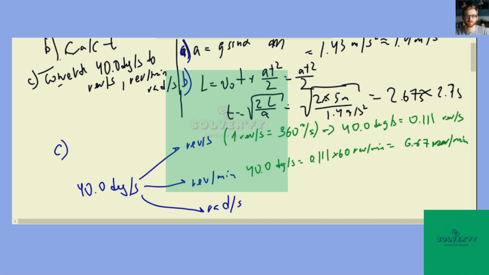And so it equals 40.0 times pi over 180 radians per second, which is 0.698 radians per second. So that's the solution of this problem.